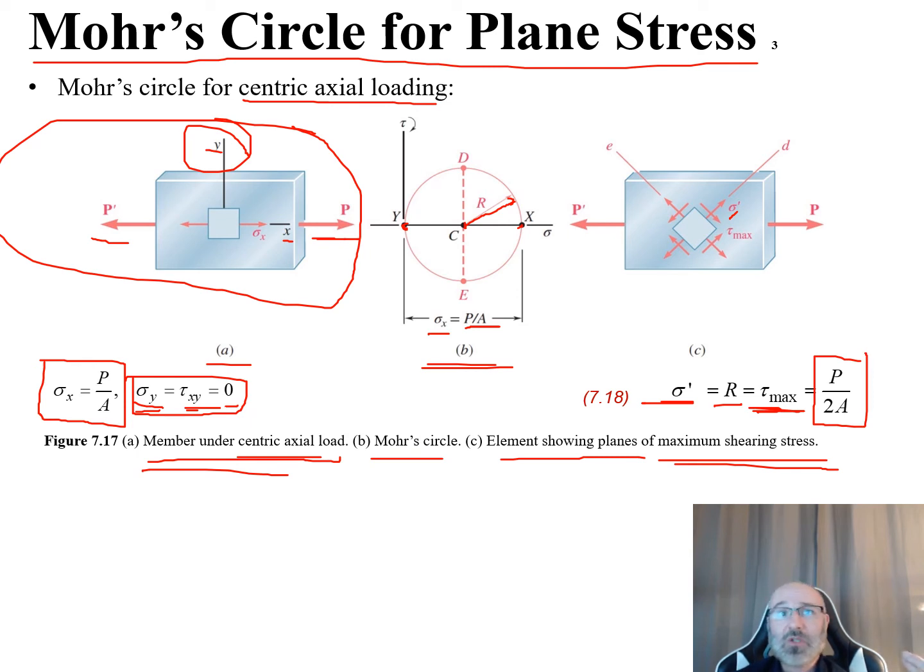Now, why is this P over 2A? Well, if we think about this in relationship to diameter and radius, our full diameter from x to y is equal to our sigma x, which is P over A, and our R we've just said is half of that. Our radius is half our diameter, and that's equal to our tau max, which is P over 2A. That gives us the relationship that our radius is half of our diameter.